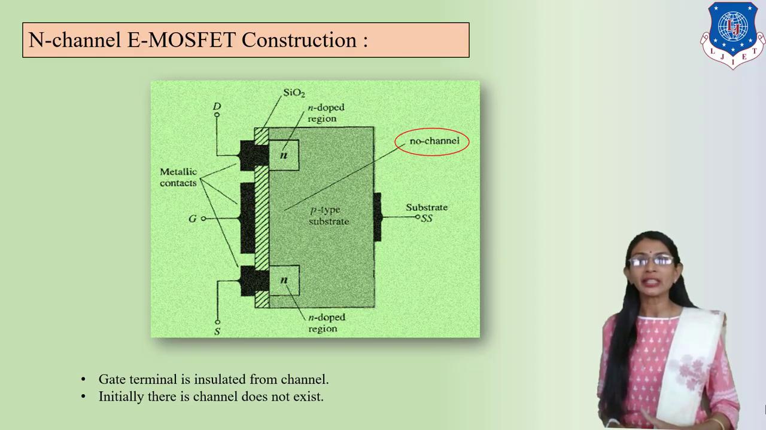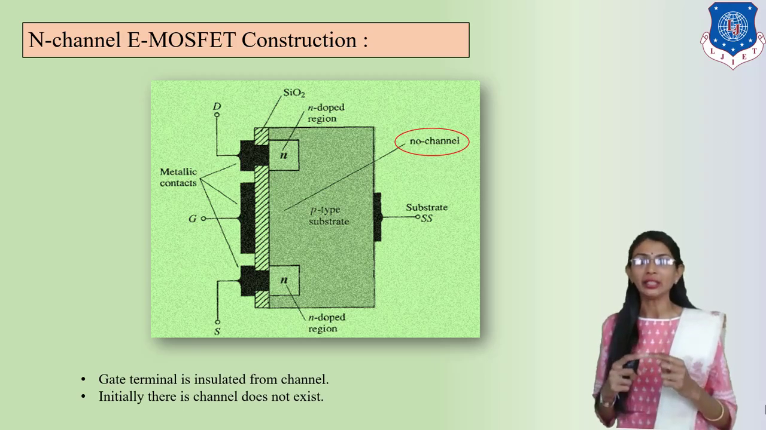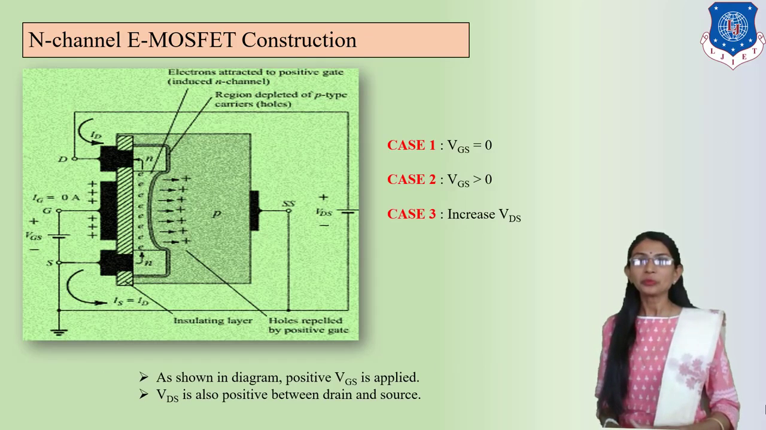This is the construction and there are 4 terminals. Look at this, this is the drain, gate and source, and another 4th terminal, that is substrate. I have indicated it here by SS. So according to these 4 terminals, always the substrate and source terminals are connected together internally. Look at this, this is the detailed construction of the N-channel E-MOSFET. Initially there is no channel, but after connecting the biasing, I have connected here the 2 batteries.